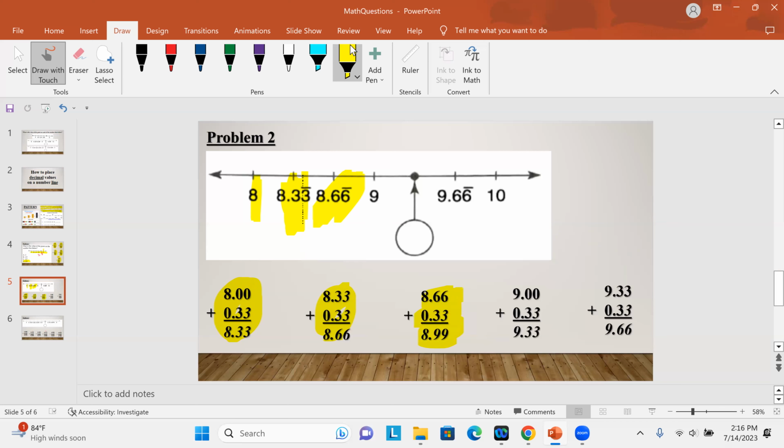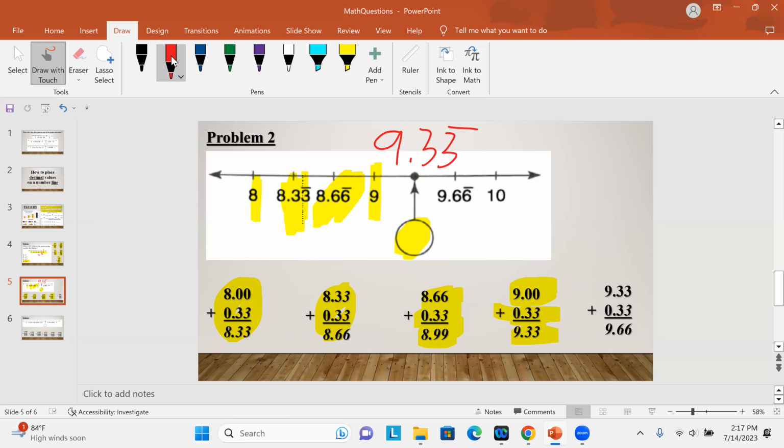This is 8.99, but they round up to 9. So that is okay. Now the question is to find this value. So therefore, 9.00 plus 0.33 gives you what? 9.33. So the value we are looking for is 9.33 with that bar on top of the last 3.